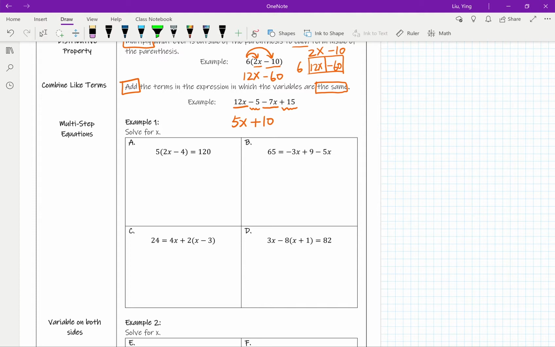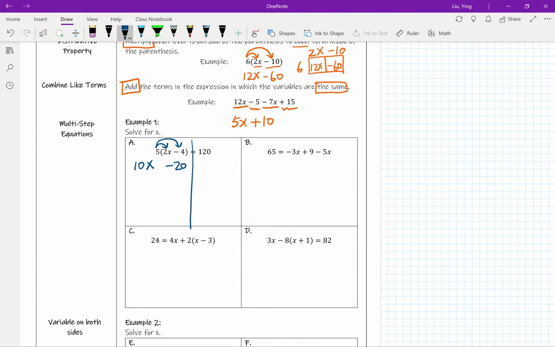Part A, there are parentheses. So that's a hint for us to distribute the numbers. To distribute, we're multiplying the 5 with each term inside the parentheses. So we'll have 5 times 2x, which will give us 10x. And then we'll have 5 times negative 4, which will give us negative 20.